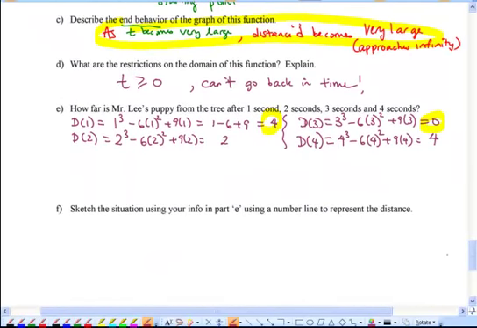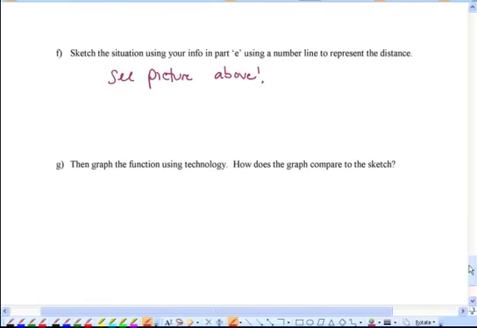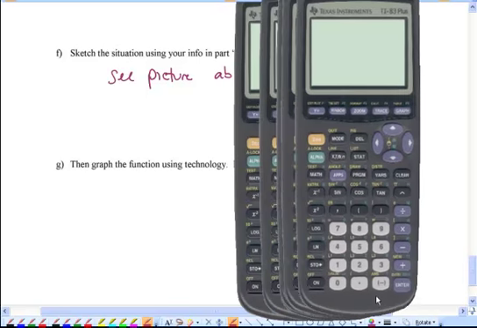Oh, sketch the situation using your info in part E. See picture above. Okay. Alright. Then I said graph the function using technology, and I'm going to ask you how to compare this graph to this sketch. So let me just bring up my graphing calculator now.